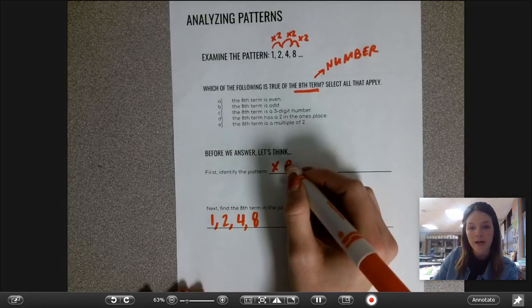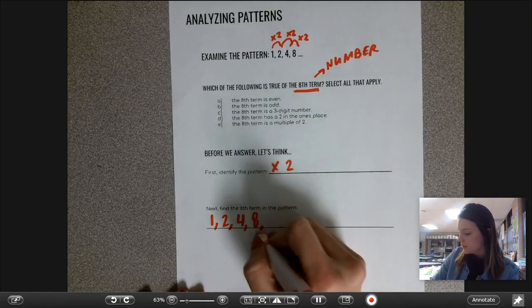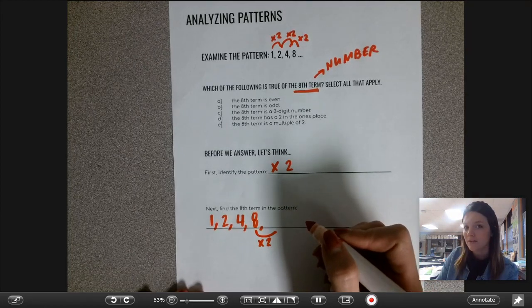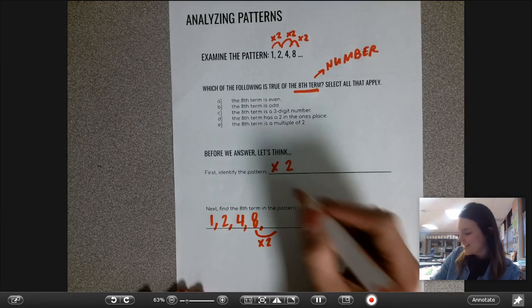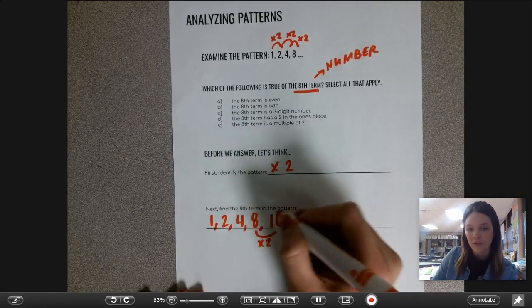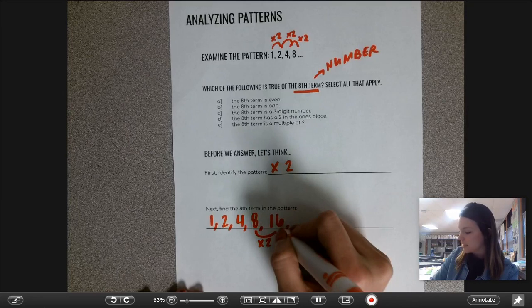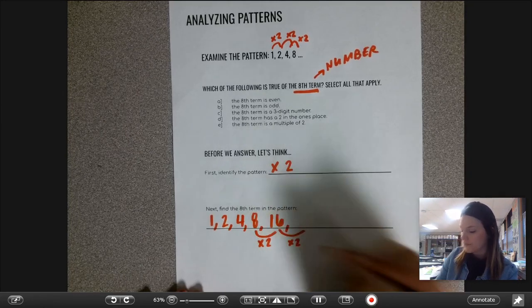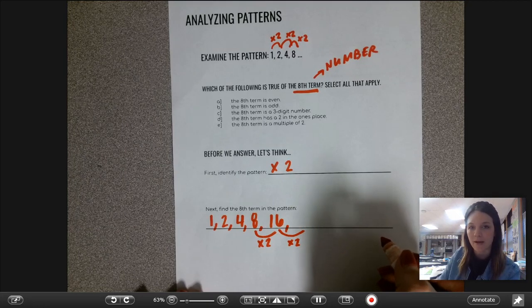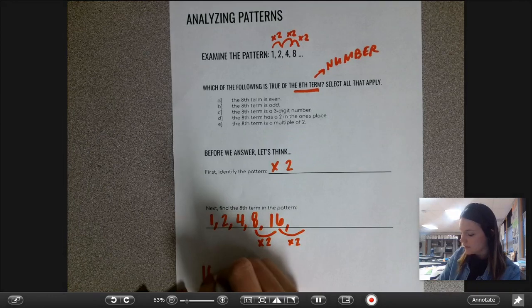And then because I know my pattern is multiplying by 2, I need to do 8 times 2. And 8 times 2 is 16. Once I get the next number in the pattern, 1, 2, 3, 4, 5, I need to now multiply this by 2. 16 times 2, some of us can solve that in our heads. Some of you might need to pull out a piece of paper and think about it. In my class, we like to do this.